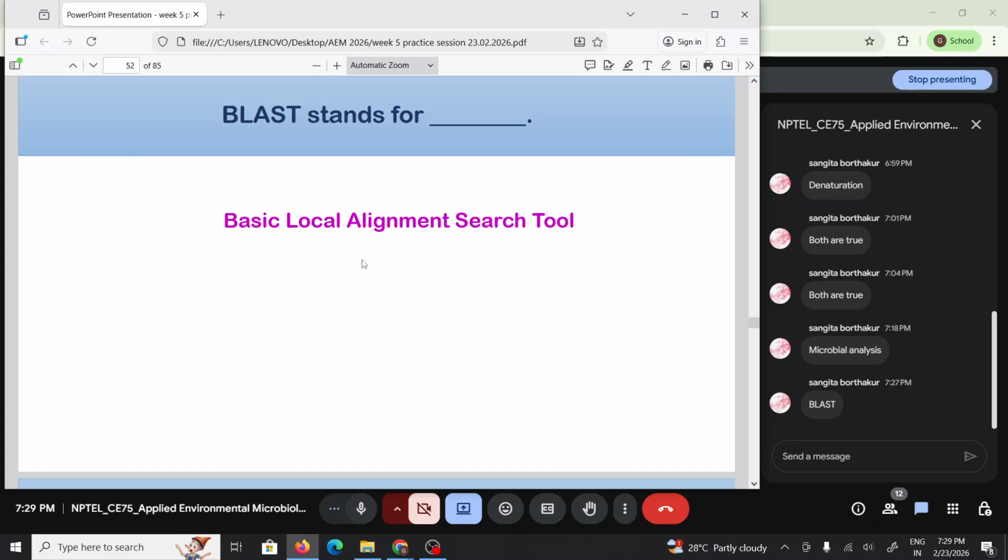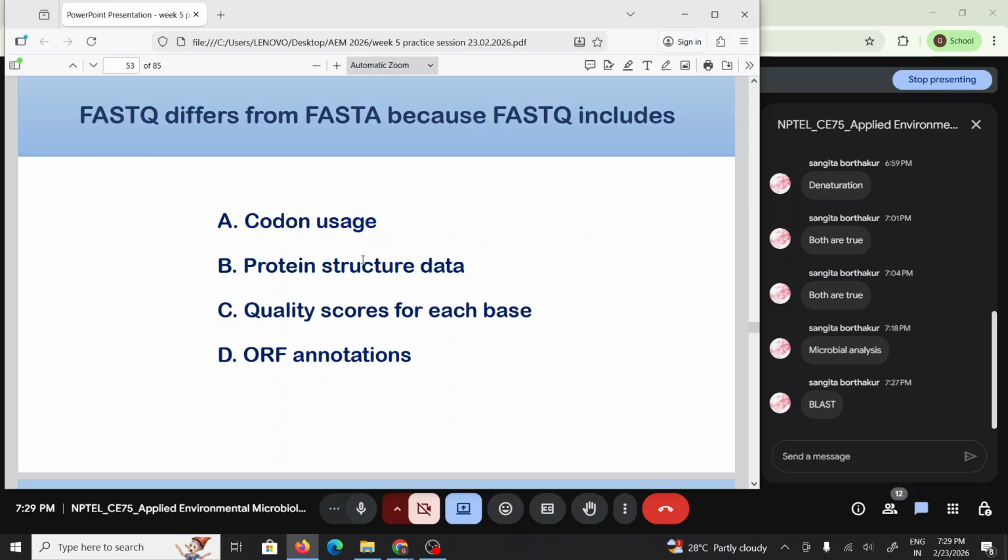Okay, so in this process we use different file formats. We'll see some questions on that. So what is the difference between FASTQ files and FASTA files?